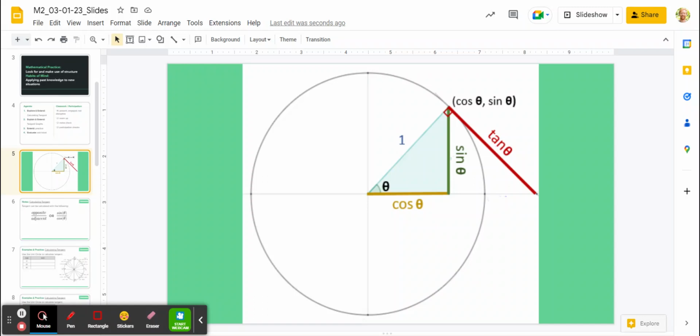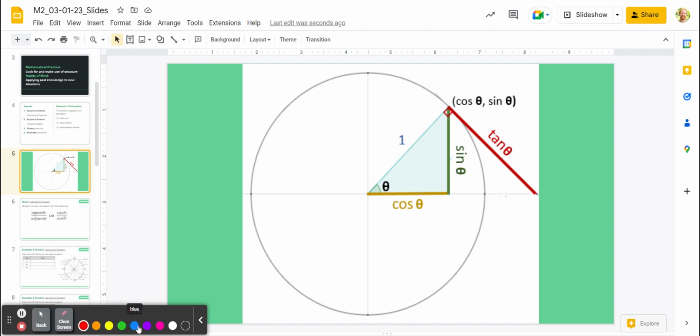So for today's lesson, we're going to learn about tangent. We've talked about it a little bit in the past, specifically in terms of SOHCAHTOA and triangle ratios. Now we're going to see how this ties into our unit circle. So before we take any notes or anything, check out here.